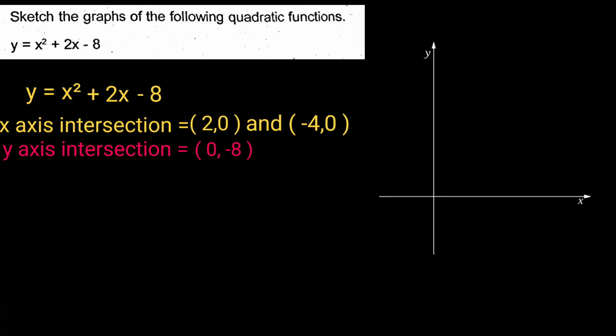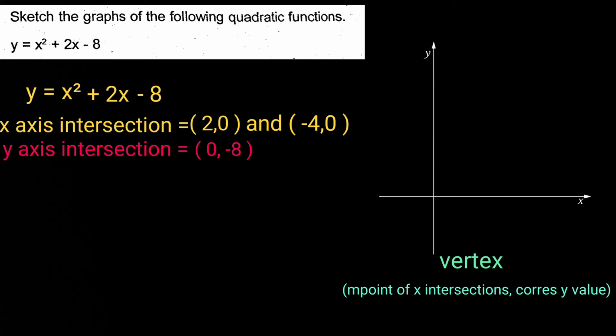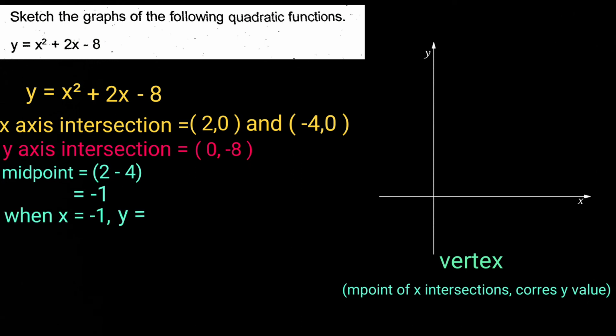The next step is to find the vertex, which is the coordinate of the midpoint of the x-axis intersection coordinates and its corresponding y value. For this case, it would be 2 minus 4 divided by 2, and we would get minus 1. And when the function is y equals x squared plus 2x minus 8, and the x value is minus 1, the corresponding y value would be minus 1 to the whole squared plus 2 times minus 1 minus 8, and we would obtain the y value of minus 9.